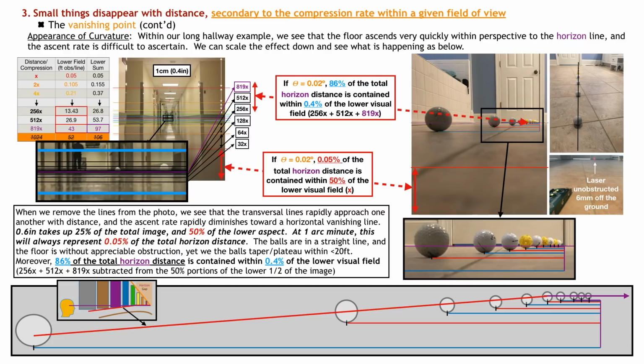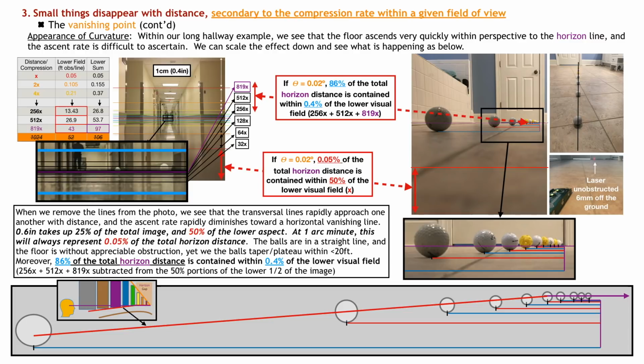So the balls are in a straight line and the floor is without appreciable obstruction, yet the balls taper and plateau within less than 20 feet, just as we saw with our hallway example. And so if we were to counter this then, what's the corollary to this? So moreover, 86% of the total horizon distance is contained within 0.4% of the lower visual field. So almost all of that 97 feet worth of information is contained within just 0.4% of the lower visual field. So again, that's the point where 256x to 512x to 819x was subtracted away from the total distance of the photograph, from top to bottom.